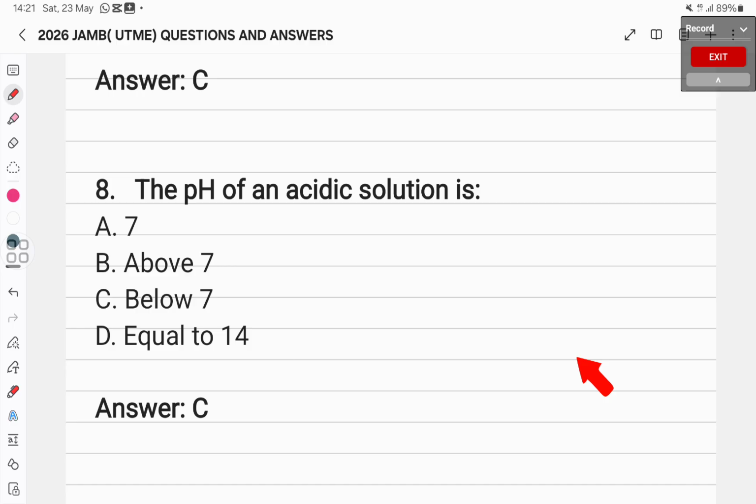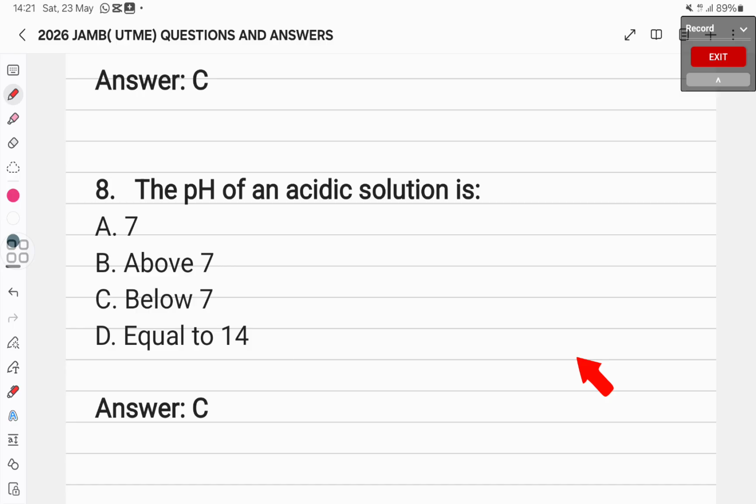Now, according to the pH scale, we are all familiar with the pH scale. That's a number line ranging from 0 to 14. So the pH of any solution lies between 0 and 14, which are the limits. When the pH is 7, it shows that it is neutral. When the pH is less than 7, the solution is acidic. But when the pH is above 7, the solution is alkaline.